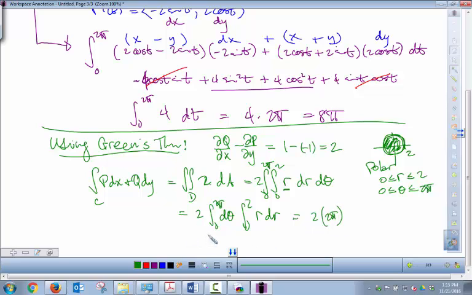Now the integral of d theta is just theta going from 0 to 2 pi. That's just going to be 2 pi. And then I have r squared over 2 from 0 to 2. So I think if I just put 2 in there, I'm going to get 4 over 2, which is 2. Which gives me 8 pi. So I don't know which one was easier. But in a lot of cases, you'll find these things where one of these integrals might be easier than the other.